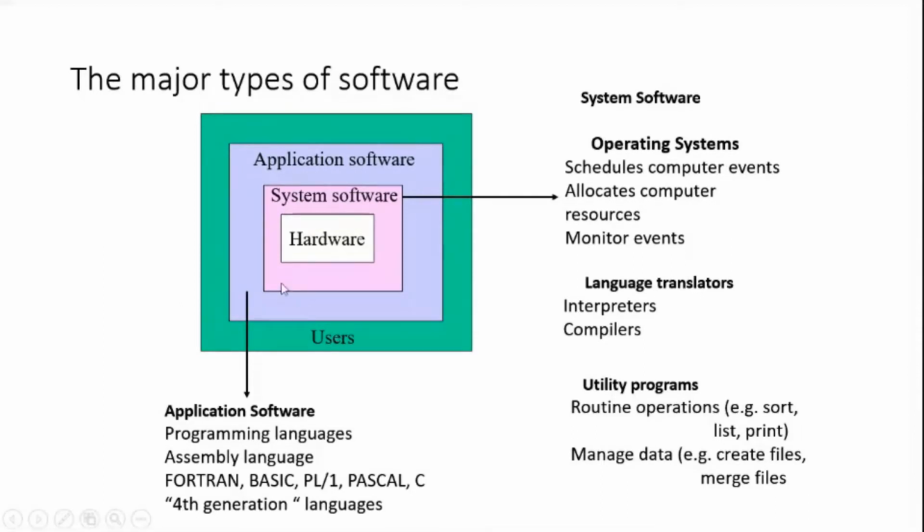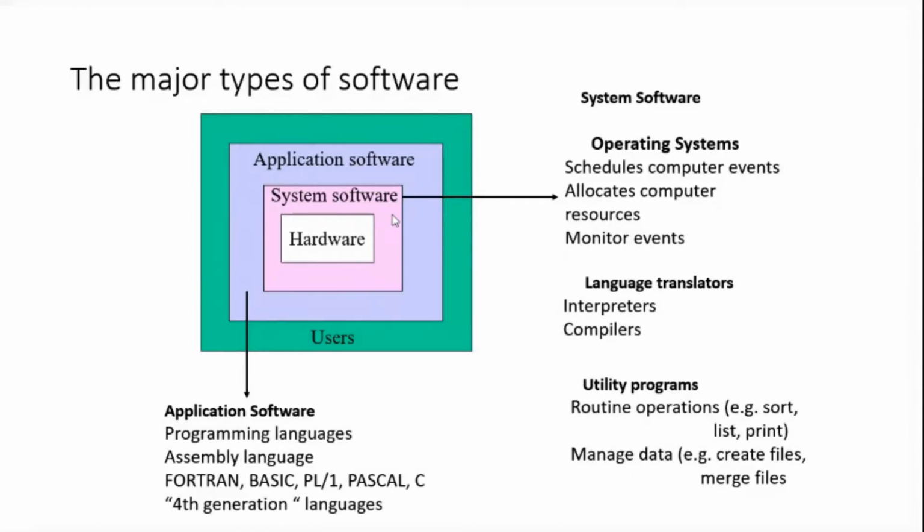Then the application software interacts with the user as well as the system software, because the application software is dependent on the system software. Not all application software can be installed on all computers, because of the system software. Some system software limits the installation of some specific application software.